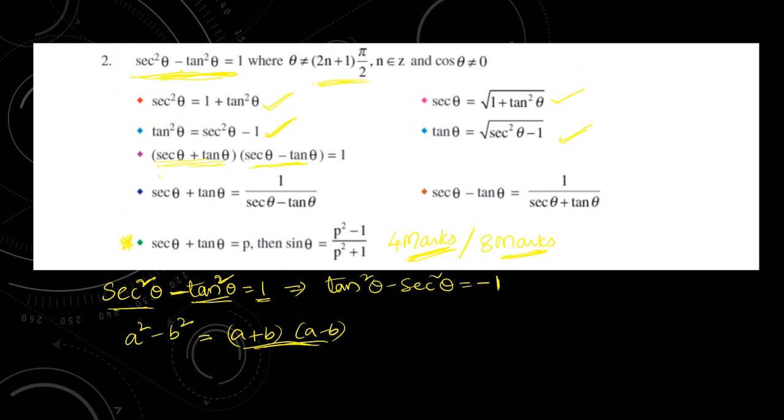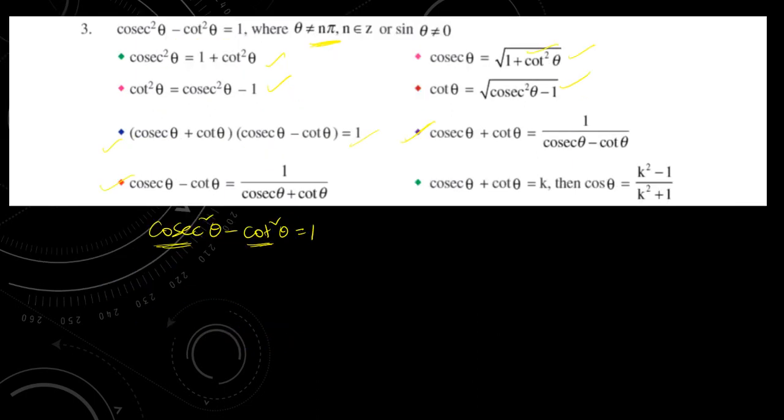So here, secant theta plus tan theta is equal to p. How we got sin theta is equal to (p squared minus 1) by (p squared plus 1), the same way here also, for cosecant theta plus cot theta is equal to k, we are going to get the value of cos theta, which is nothing but (k squared minus 1) by (k squared plus 1). This is also one of the most important problems, which we will be getting for 4 marks, but this year for 8 marks, right? These two questions we are going to discuss while solving problems in exercise 4, right?